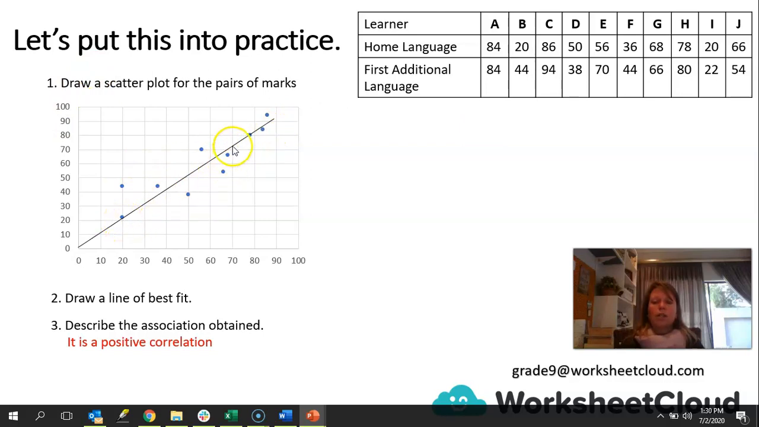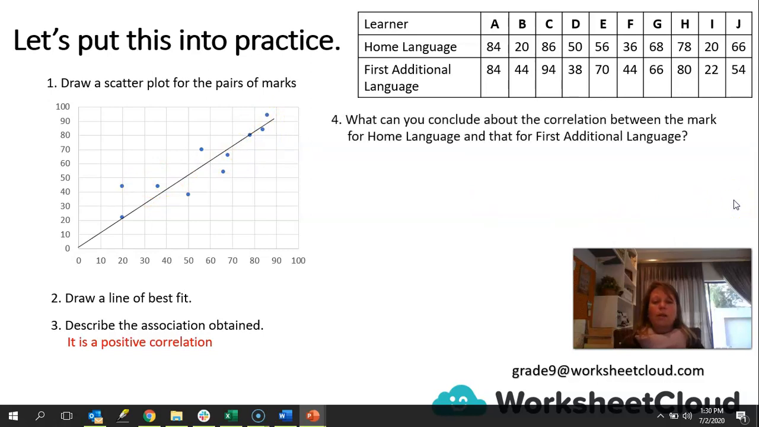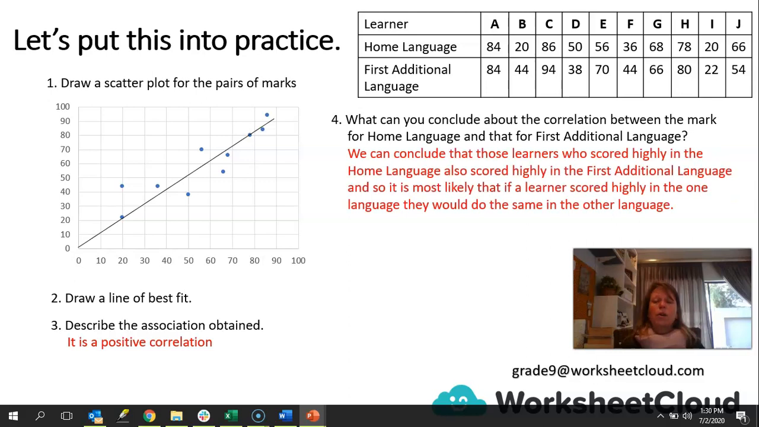There's another one that's close, and these three are close, and then they're a bit more scattered. That one is even close. So it is pretty strong, this correlation. And let's see, what can you conclude about the correlation between the mark for home language and that for the first additional language? Well, we can conclude that those learners who scored highly in the home language also scored highly in the first additional language. So it is most likely that if a learner scored highly in the one language, they would do the same in the other language.